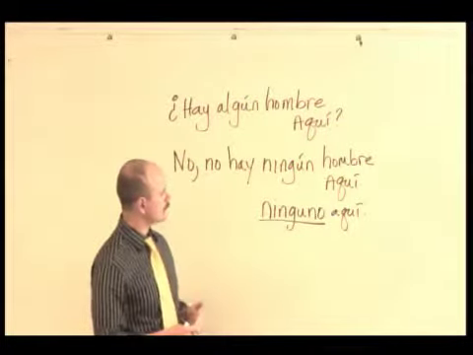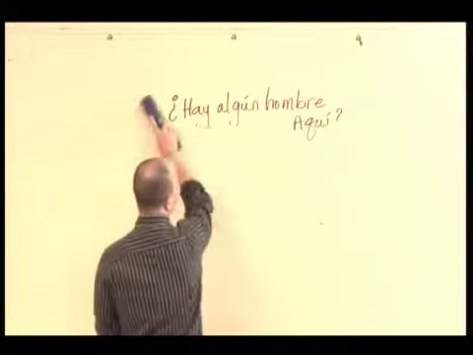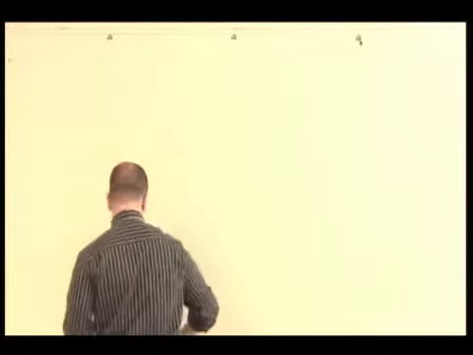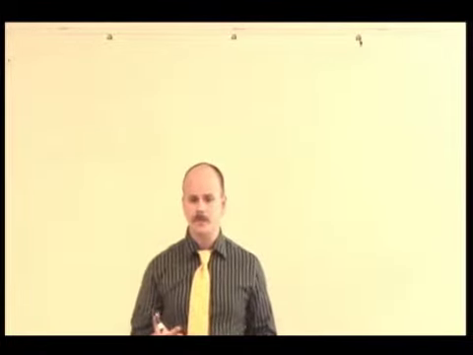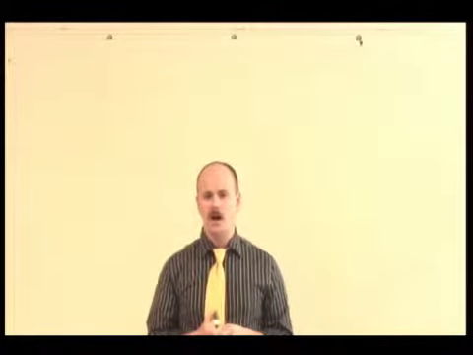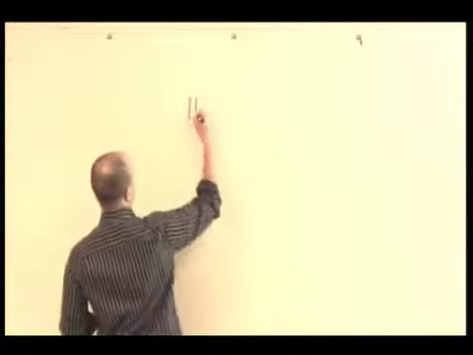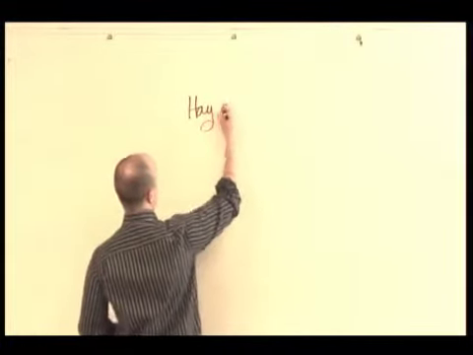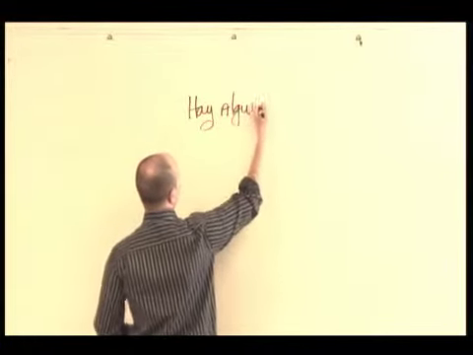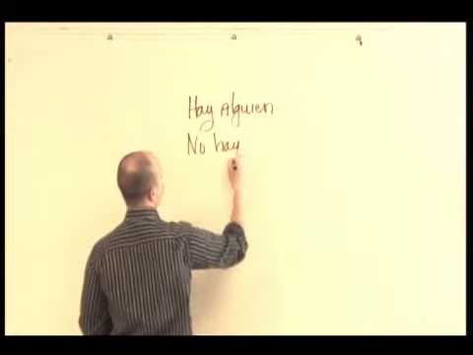Okay? Now, most of these words you're going to see, in many cases, in a sentence that starts with no, and then has this other word. So we've looked at, let's say I could say, hay alguien, there is someone. The negative would be no hay nadie.